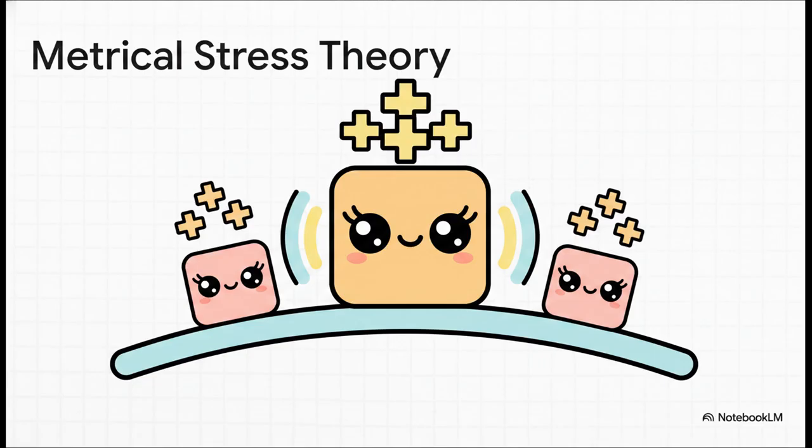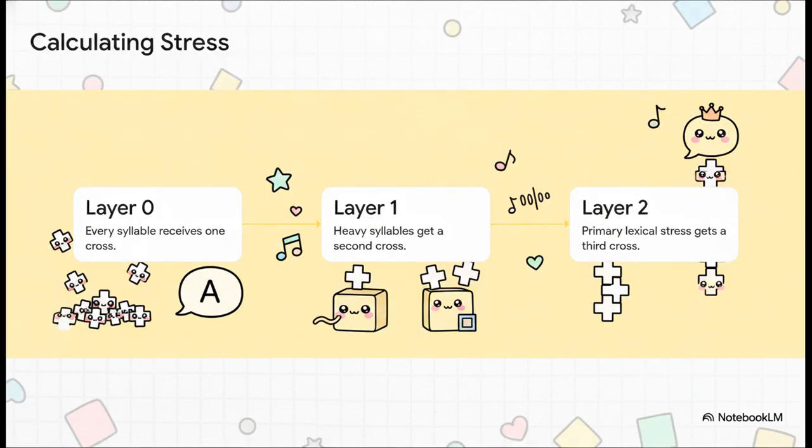Phonologists map this out using something called metrical stress theory. They measure the weight and prominence of syllables using this clever visual system of crosses. It perfectly shows how our mouths are calculating weight and rhythm in real time as we speak. Let me guide you through this simple procedure because it turns highly complex acoustic phonetics into this really easy visual stacking game. Okay, at layer 0, every single syllable in a word gets 1 cross, just for existing.